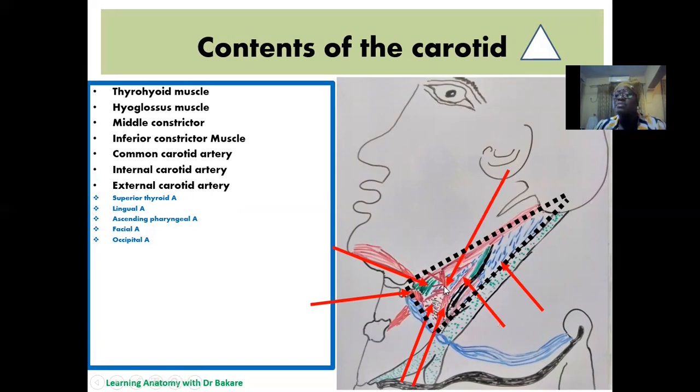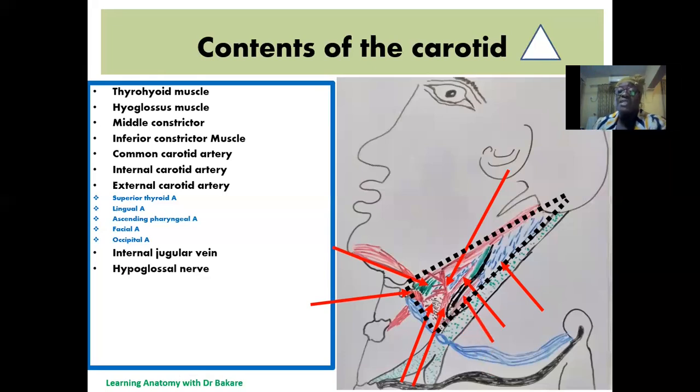And of course, we have branches of the external carotid artery that are also seen within the carotid triangle. And this includes the superior thyroid artery, the lingual artery, the ascending pharyngeal artery, the facial artery, and also the occipital artery, which runs posteriorly. Then we also have the internal jugular vein. We already know that the internal jugular vein is very close to the common carotid artery. The two vessels are contained within the carotid sheath, which is located within the carotid triangle. This is the internal jugular vein.